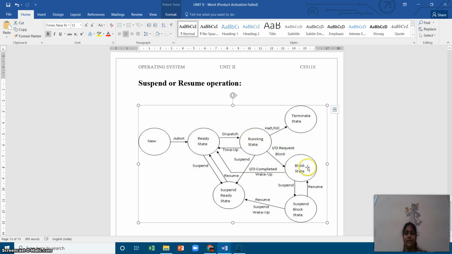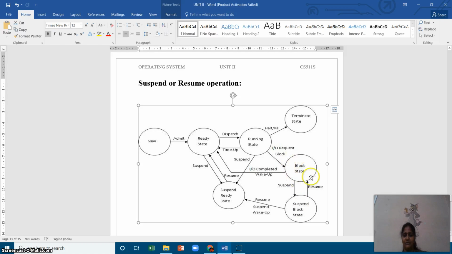The next one, we are going to take it here. It's your block state. We have already seen this block state. When it is suspended in your block state, it will be coming to your suspended block state. Again, when it is resumed, either it will be going to your block state or it will be going to your suspended ready state. What is the reason? When it is resumed from your suspended block state, it goes to the block state if the IO operation is not completed.